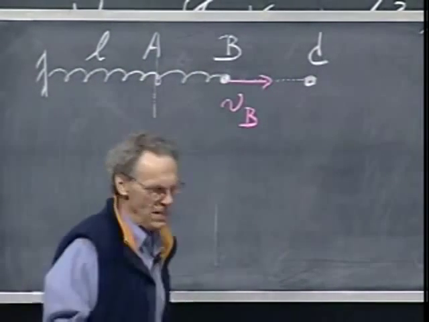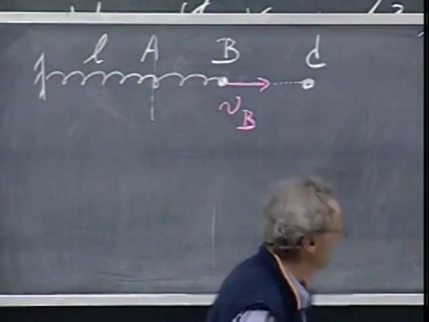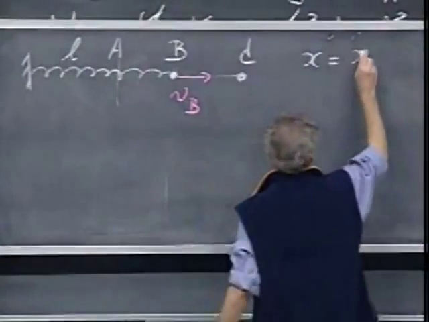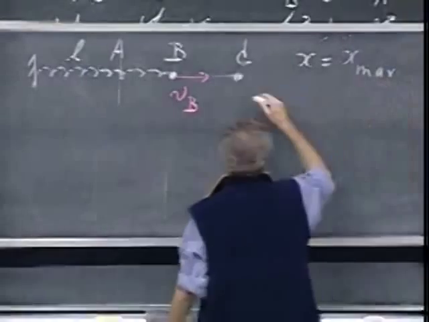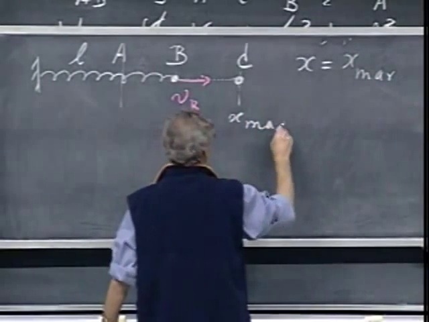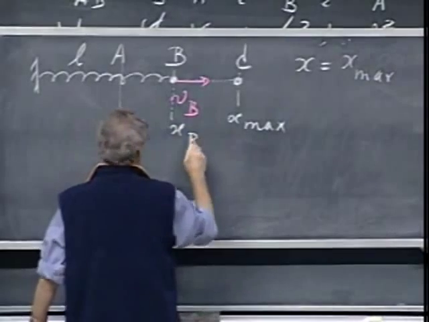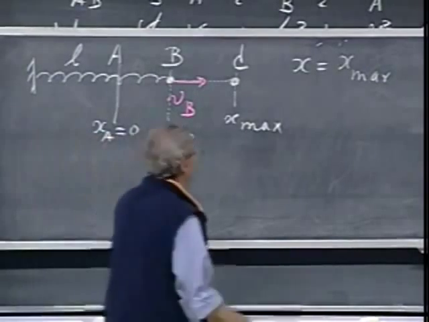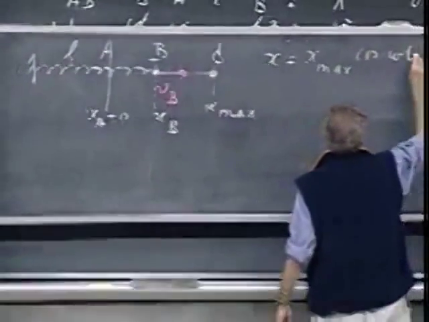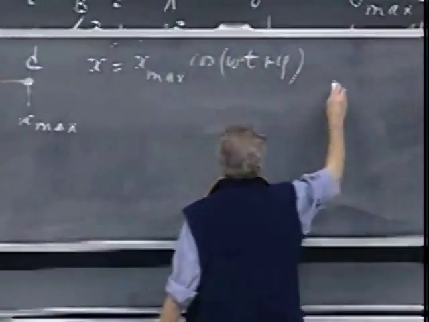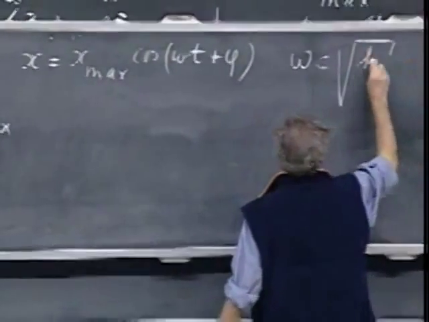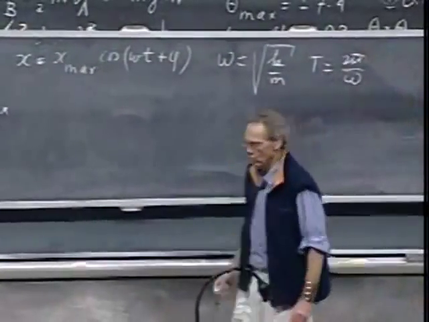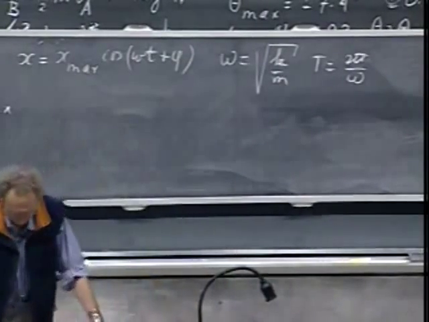Let the spring constant be k, and we know that at t equals 0 we're going to get a simple harmonic oscillation. This is going to be x max. This is going to be x of B, and this is x of A, which is 0. So we get x equals x max times the cosine of omega t plus phi. Same old story. It's getting pretty boring. Omega equals the square root of k over m, and T equals 2 pi divided by omega. These equations you will not see on your exam.